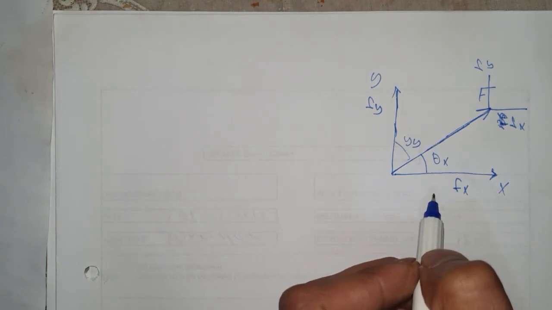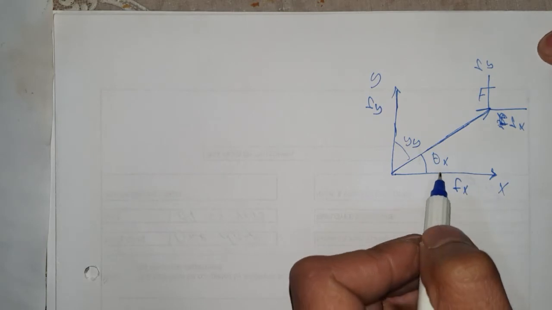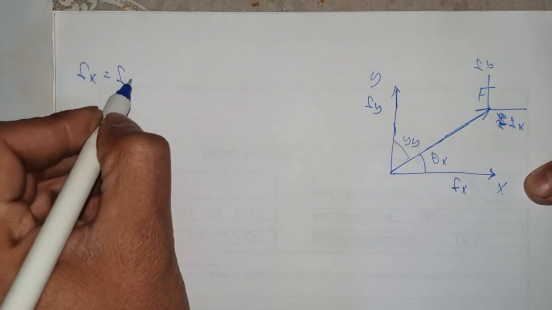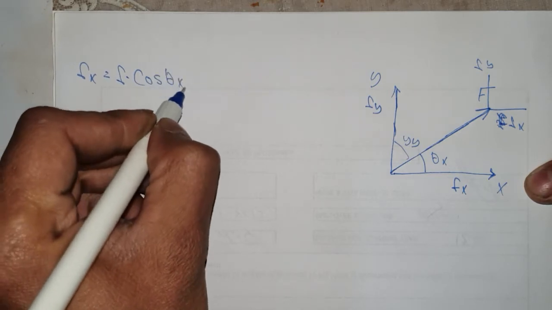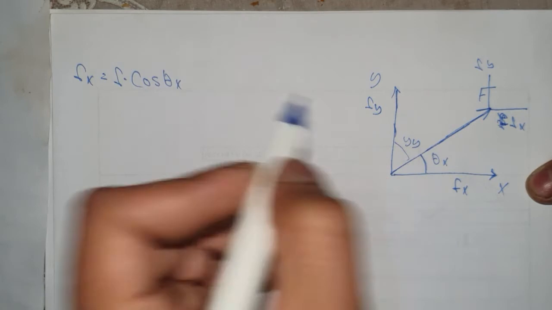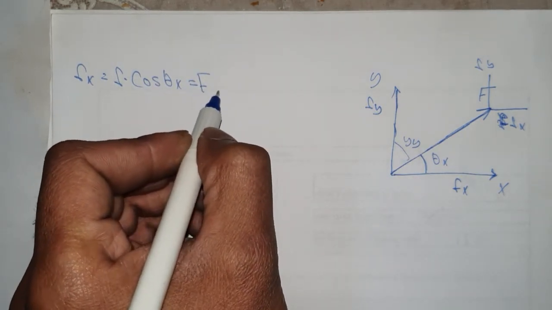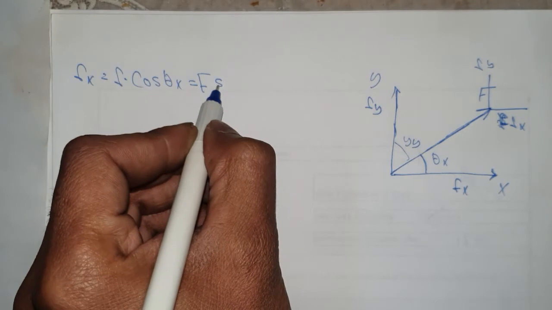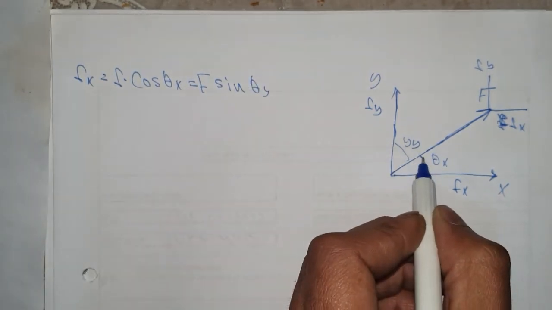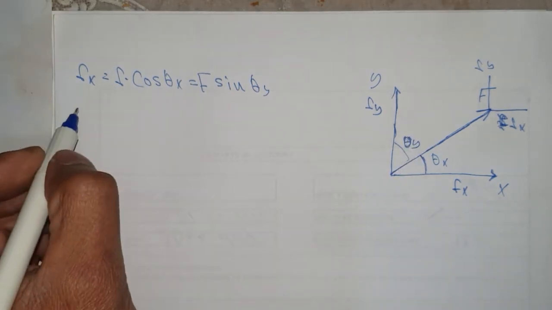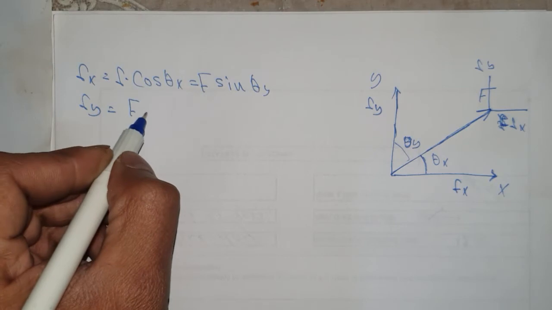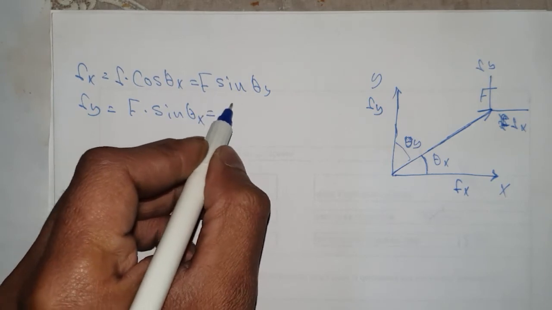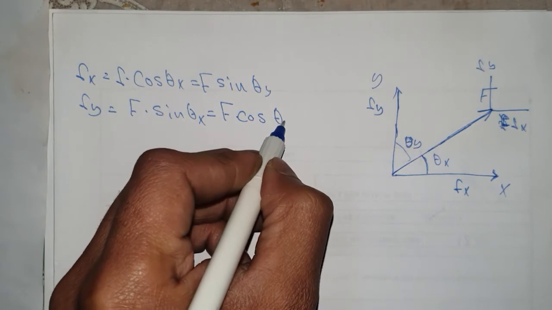To find the components, first we will find Fx. Fx is equal to the force times cosine of theta x, and we could also find it as F times sine of theta y. Both give the same result. Another is Fy. Fy is equal to F times sine of theta x, which is equal to F times cosine of theta y.